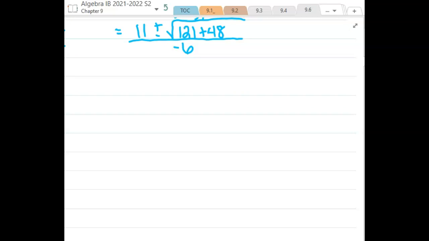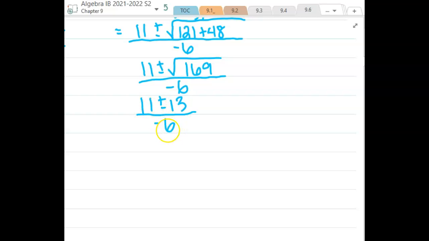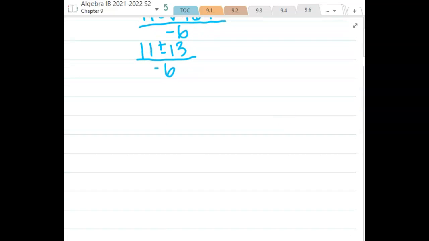Now let's add 121 and 48. So we're going to do 11 plus or minus the square root of 121 plus 48, which gives me 169, over negative 6. And then we can take the square root of 169, which is 13. So it's going to be 11 plus or minus 13 over negative 6. And then we can break it apart into our two answers. 11 plus 13 over negative 6. 11 minus 13 over negative 6.